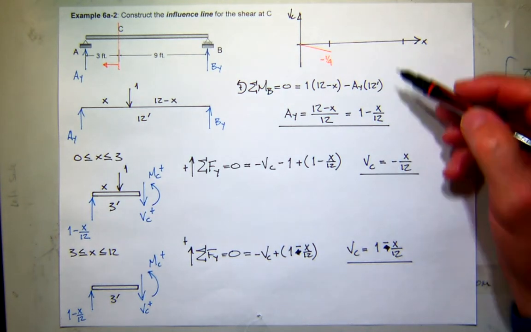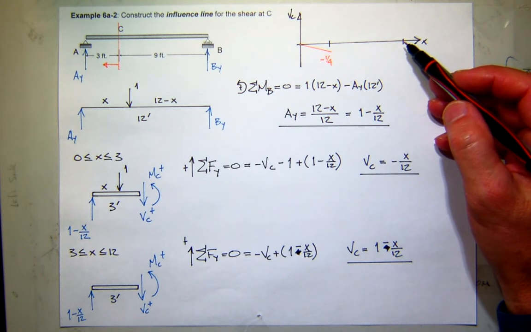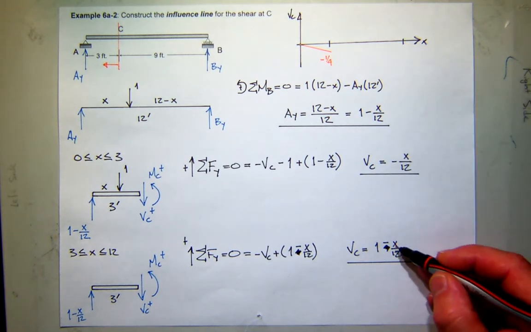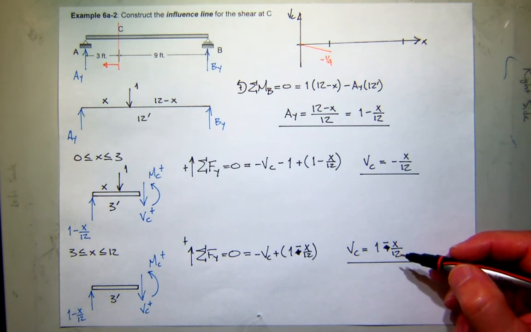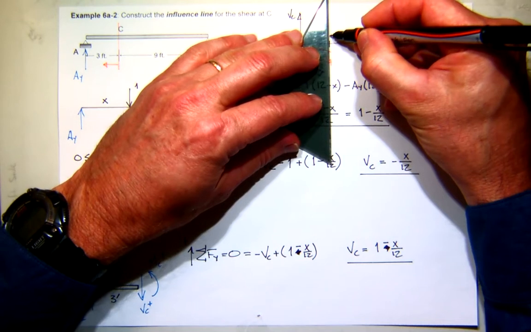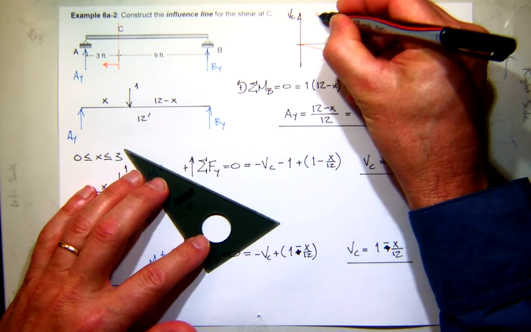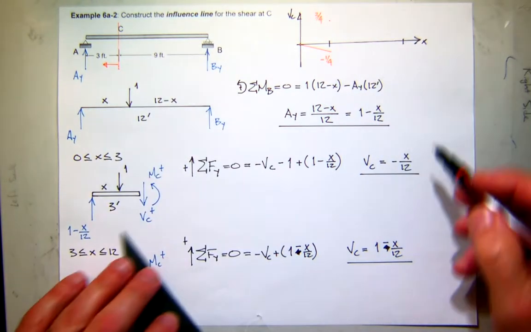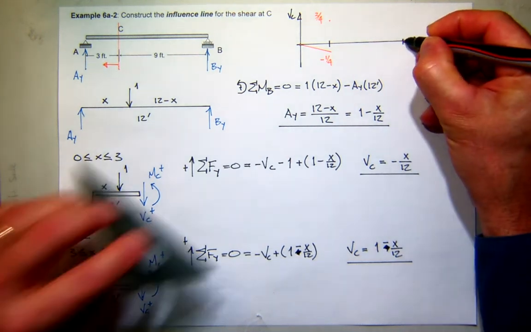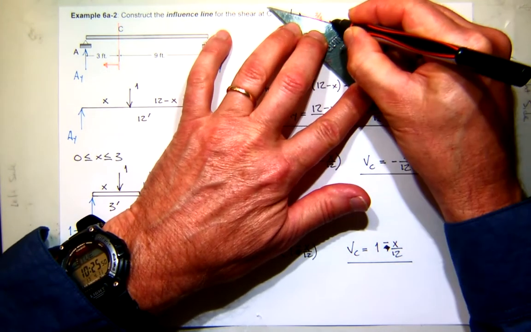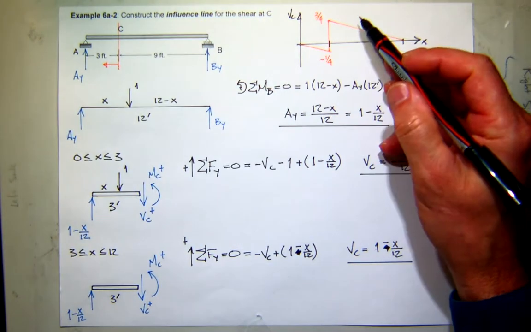And then I switch over to my other equation that's valid from 3 to 12. So I put in x equals 3 here. What do I get? I get 1 minus 3/12, which is 9/12, and 9/12 is 3/4. So this is 3/4. And then let's push it all the way to 12. At x equals 12, it's 1 minus 1, which is 0. So I get this, and then we can connect those. So I get this kind of sawtooth looking thing.